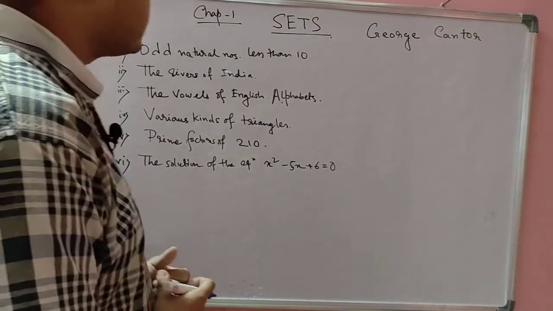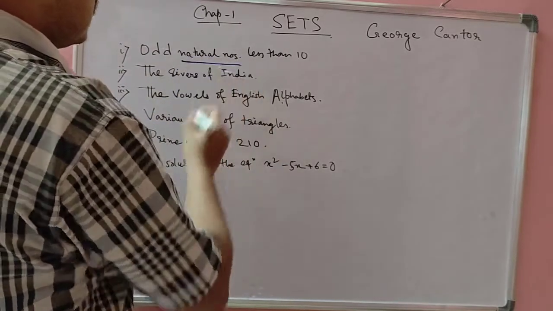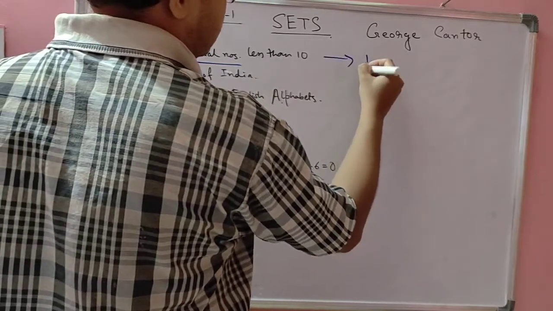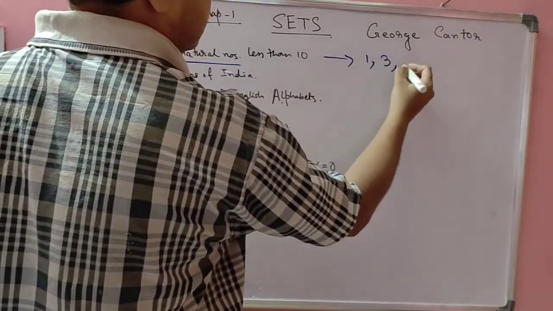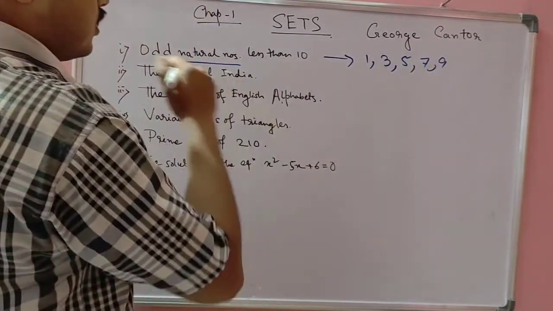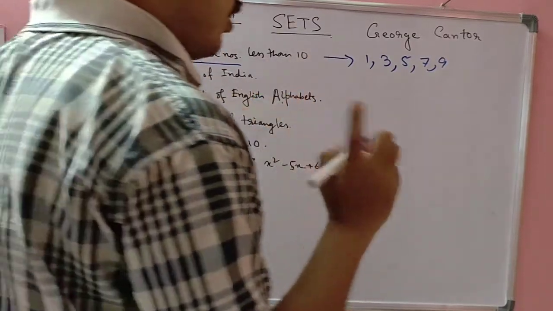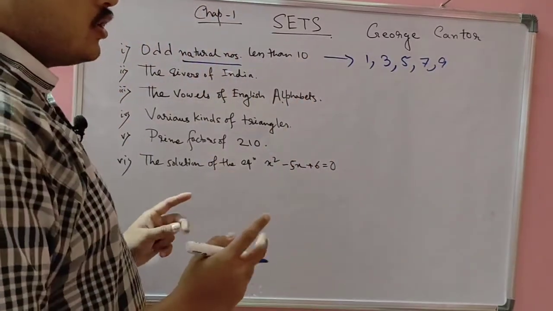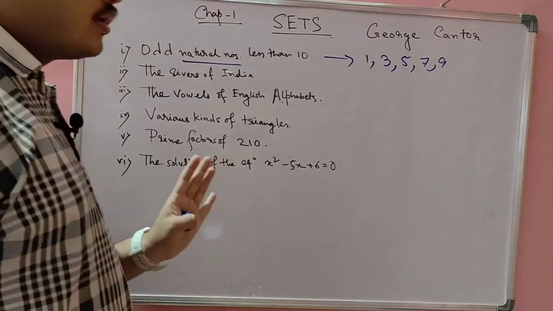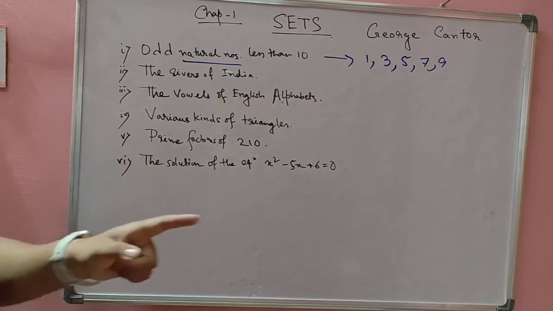First one is odd natural numbers less than 10. What are the odd natural numbers which are less than 10? We know that these are 1, 3, 5, 7 and 9. Natural numbers start from 1, not from 0. All positive integers are natural numbers, except 0.